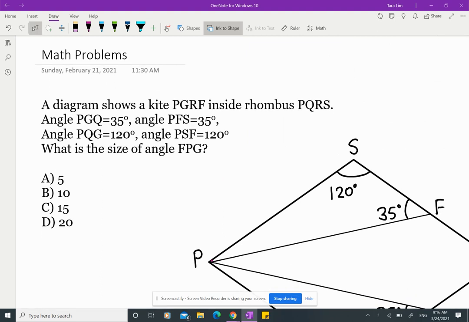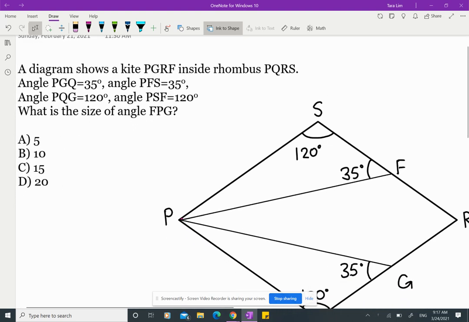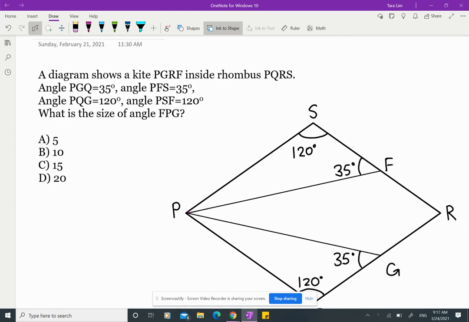A diagram shows a kite PGRF inside rhombus PQRS. Angle PGQ is 35 degrees. Angle PFS is 35 degrees as well. Angle PQG is equal to 120 degrees. Angle PSF is equal to 120 degrees as well. What is the size of FPG?